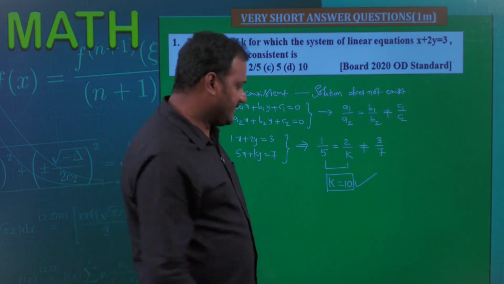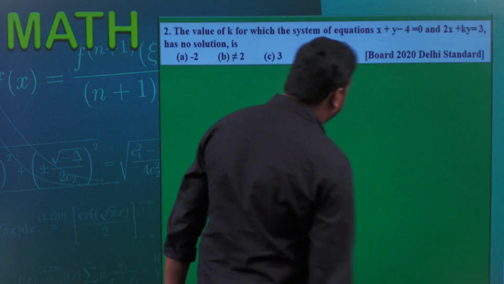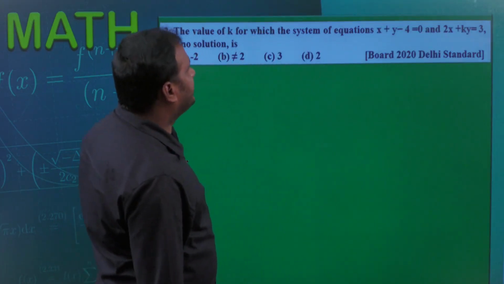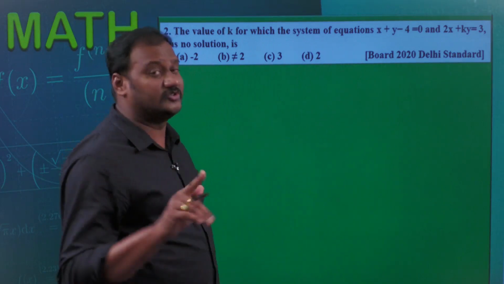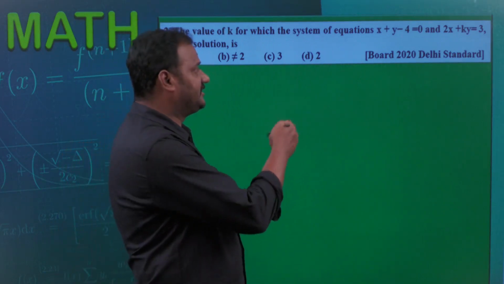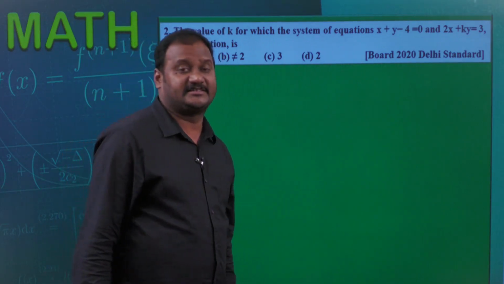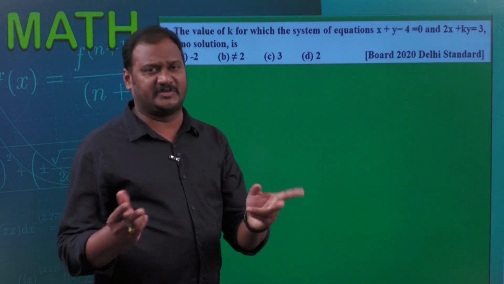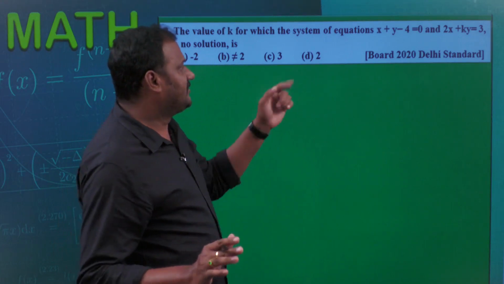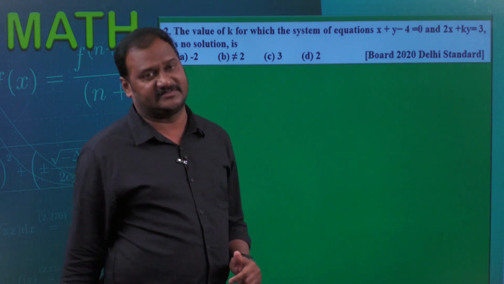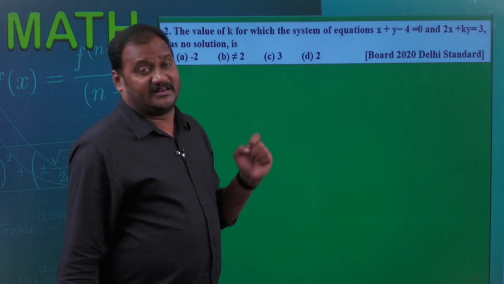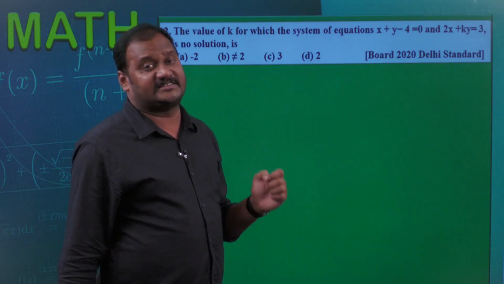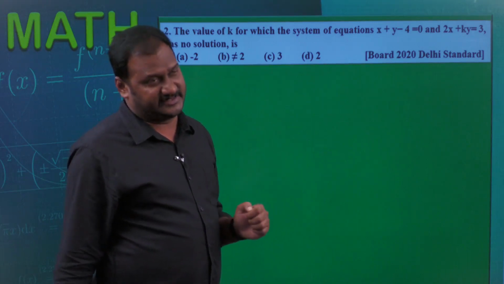Hope you understand? Right. Moving on to the next problem. The value of k for which the system of equations has no solution. See, before that we did it is inconsistent. Now, no solution. Is there any difference between both the problems? Not at all. But the only difference is between the terms x and y in both the equations.